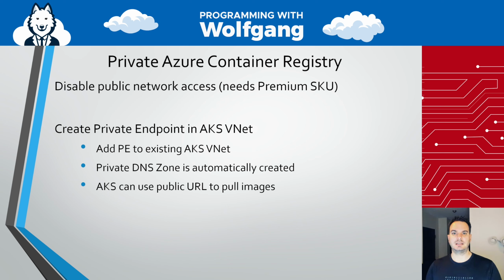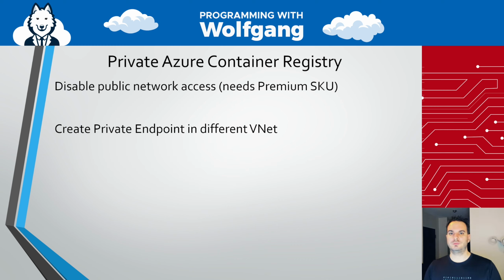Next, our AKS cluster can pull the image, but the AKS cluster has to use the public URL. So that's the same URL you would use if you had a public container registry. And when you pull the image with the public URL, the private DNS resolves this public URL to the private IP address and redirects the request to the private endpoint. And this allows you to pull the image from within the VNet.